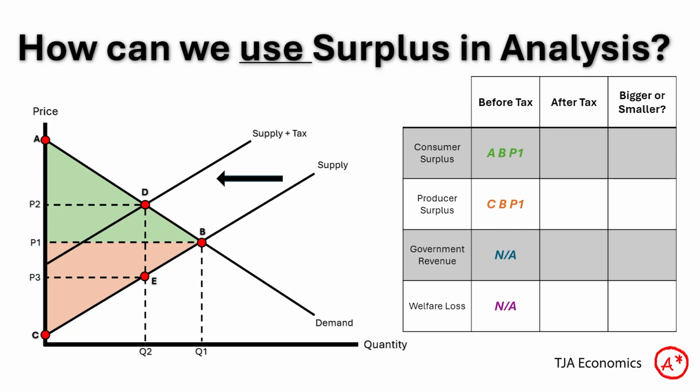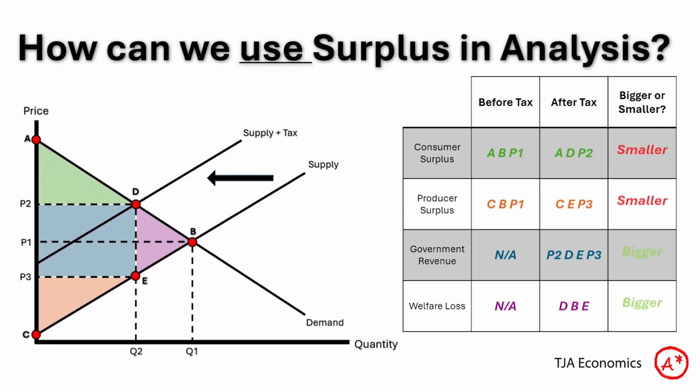But when we levy the tax, look what happens. The green consumer surplus triangle shrinks to ADP2, and the orange producer surplus triangle shrinks to CEP3. So they are much smaller. But look as well, we've got that blue box of government revenue, P2DEP3, and we've also got that purple triangle of welfare loss, DBE.